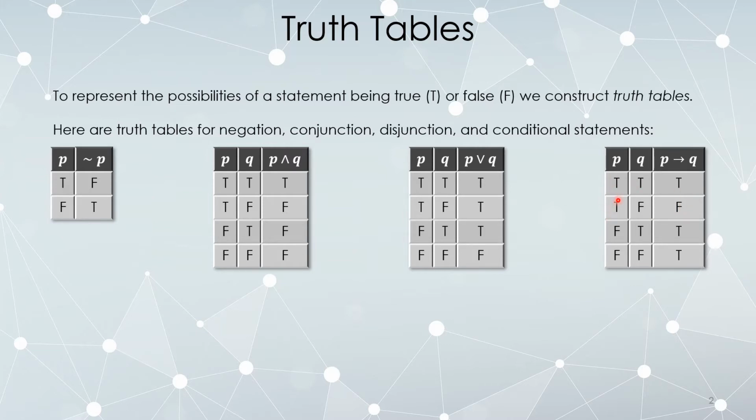Where students can go wrong, however, is in the last 2 rows. These 2 rows account for the scenario where what if the hypothesis P is false? Does a falsehood imply something else? Yes.